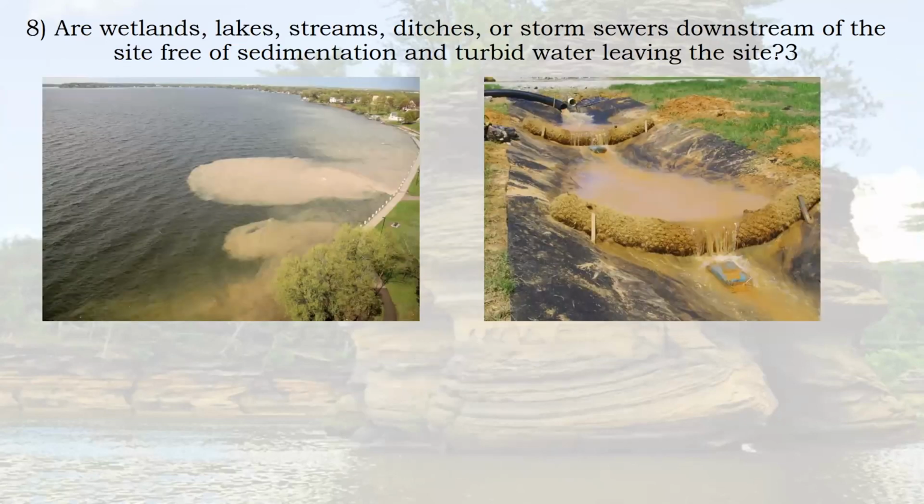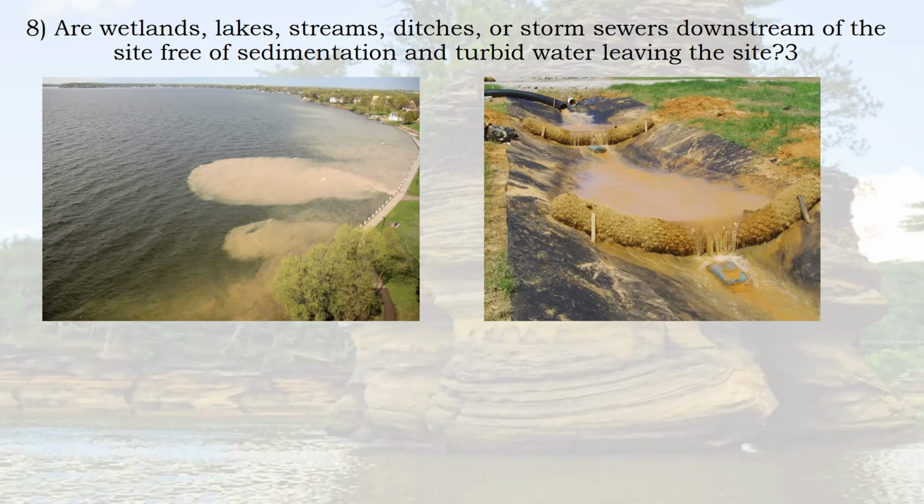Number 8 is: are all wetlands, lakes, streams, ditches, and storm sewers downstream of the site free of sediment? This is probably the most important one because it can have serious complications when you get the DNR involved. You can see on the left here, there's a giant sediment plume going into a lake. This is a huge issue because it can kill off fish and other invertebrates that are in the lake. And on the right, you can see that they have ditch checks.